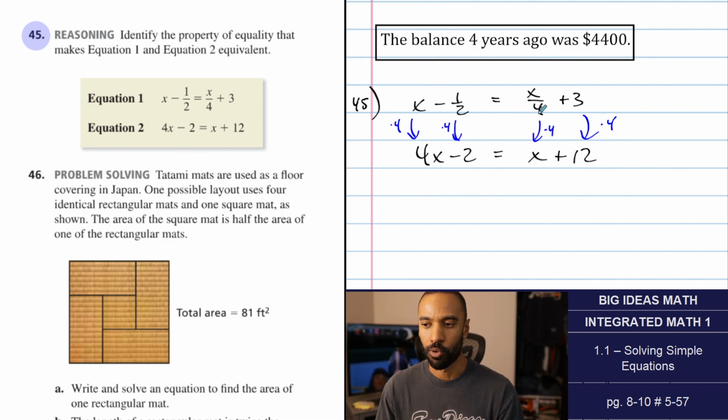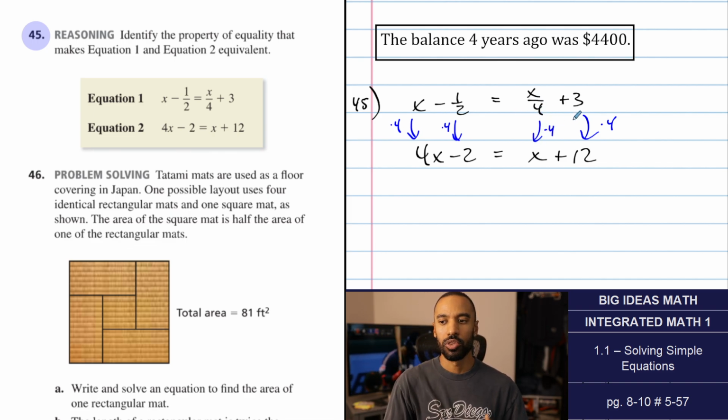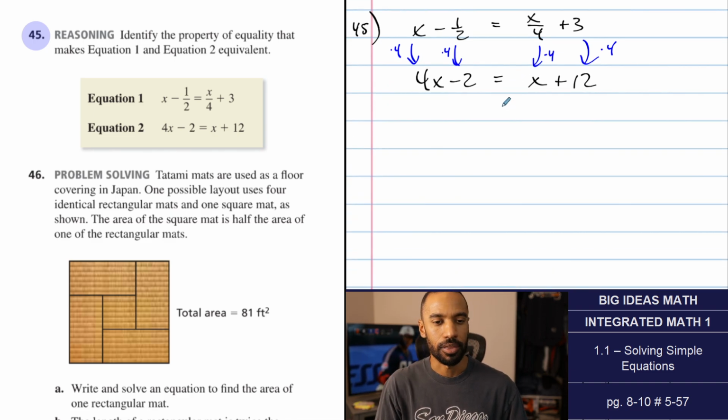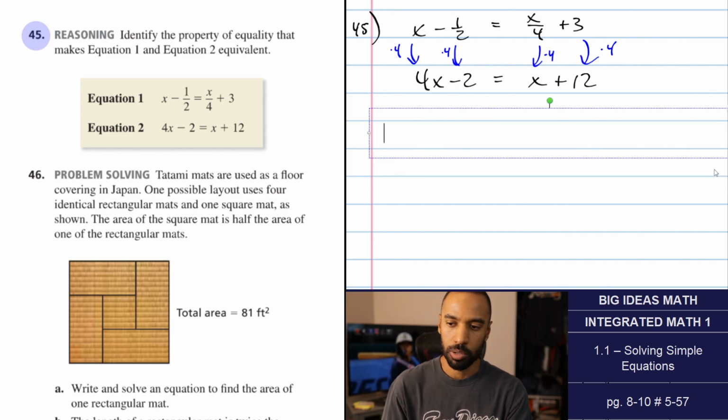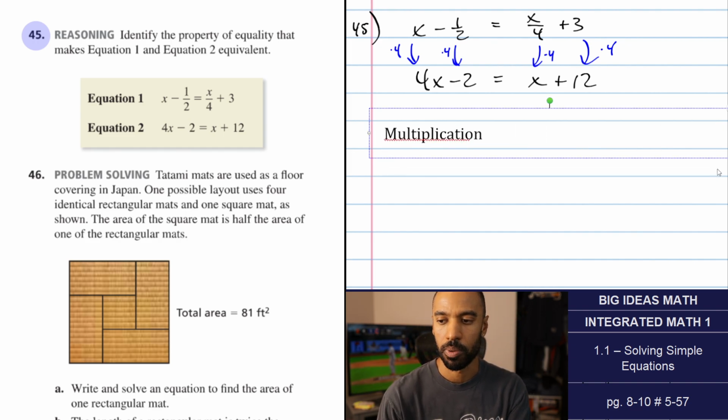x over 4 times 4, the 4's cancel. You're left with x. So they're all multiplying by 4. Now they're asking what property of equality are you doing? You're applying the multiplication property of equality because you're multiplying everything by 4.